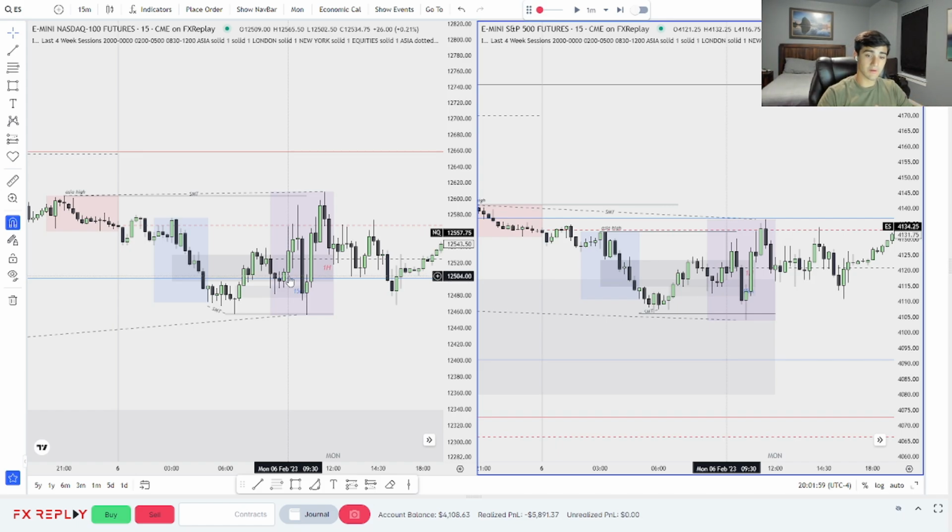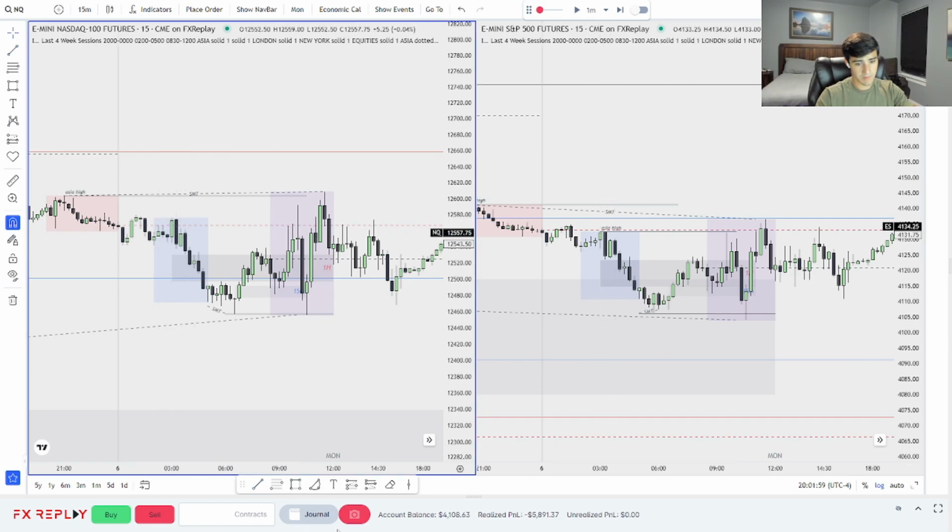So one thing I've learned is to never chase the 930 opening, because the 930 opening usually will bring displacement, but I don't want to chase that. Just be patient and wait for a real setup.